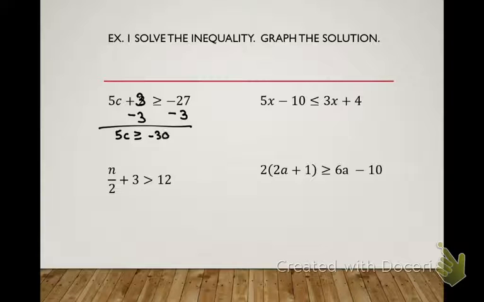Negative 30. Okay. Now, what would I do to both sides to solve for C? Divide by 5. Now, let me ask you this. Is this a scenario that I would have to reverse my inequality? Is there a negative connected to my variable? No. So, even though there's a negative on the other side, that has no bearing, okay? As long as there's no negative connected to my variable, I leave my inequality the same. So C is greater than or equal to negative 6.